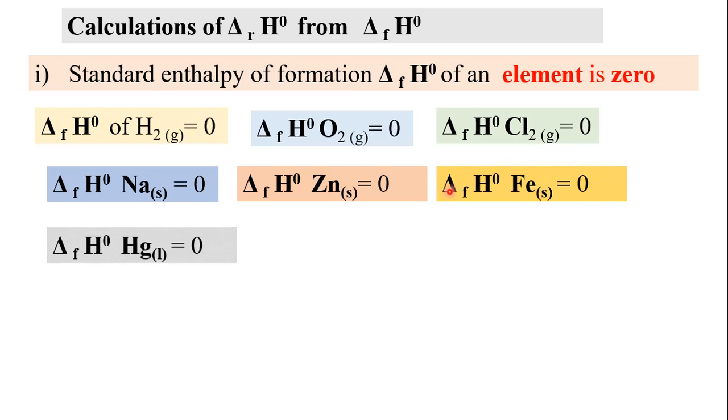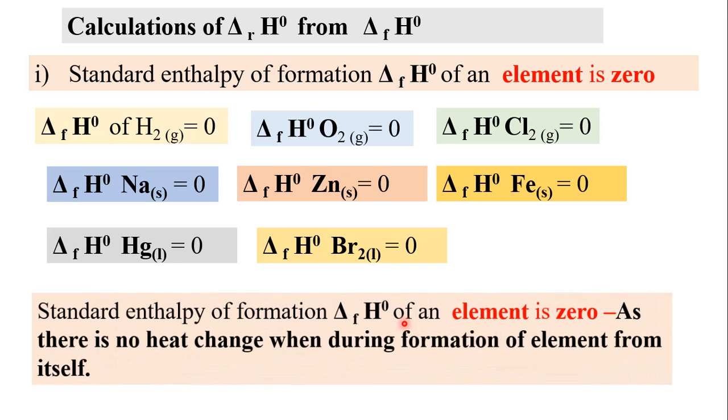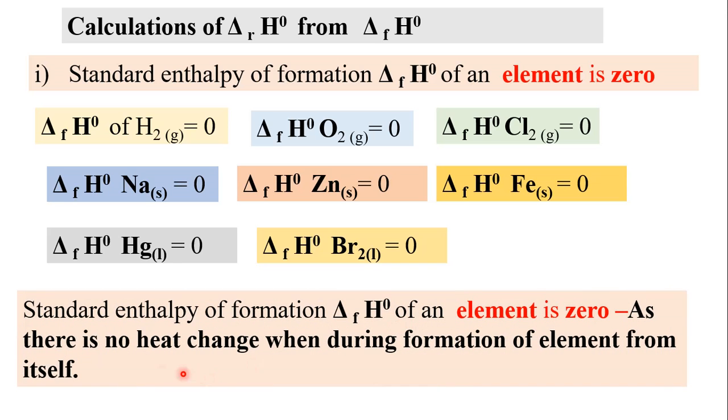If mercury is there, mercury is not present in a solid state, it is present in a liquid state at normal temperature, so the standard enthalpy of formation of mercury is 0. Like that, bromine also is present in a liquid state at room temperature, and therefore the standard enthalpy of formation of liquid bromine is 0. So like this, the standard enthalpy of formation of an element is 0. Now why is it 0? There is no heat change during the formation of an element from itself. Whenever an element is formed from itself, there is no change in heat content of the system, and therefore the standard enthalpy of formation of an element is always 0.